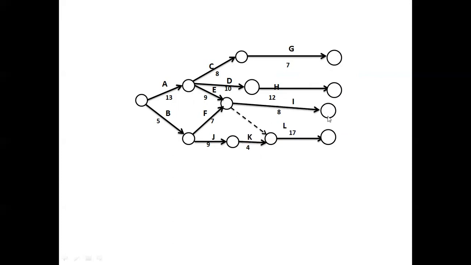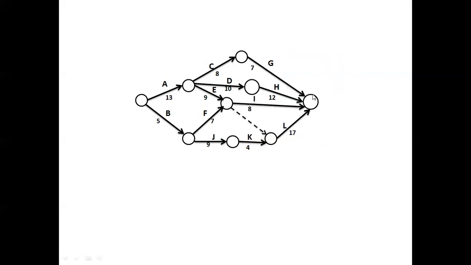Let us club these four. Now this has become like this. So this is the network diagram according to the precedence relationship or the constraints given. Next we have to give the numbers to these nodes.